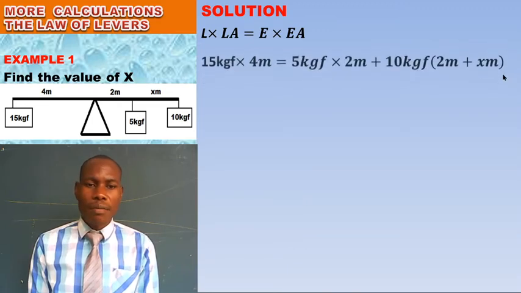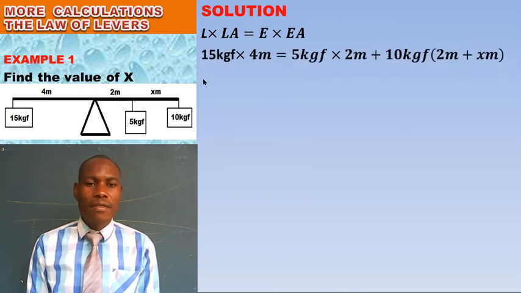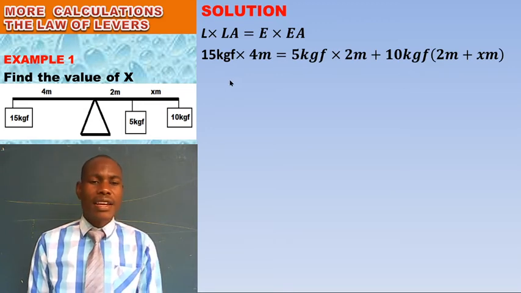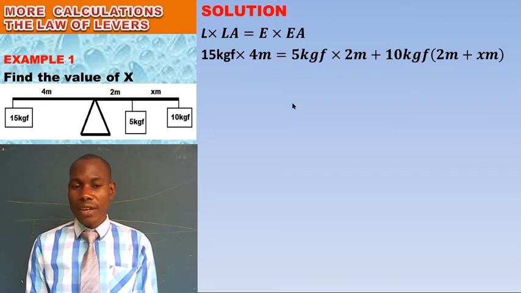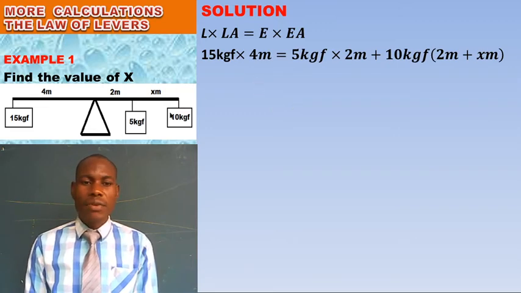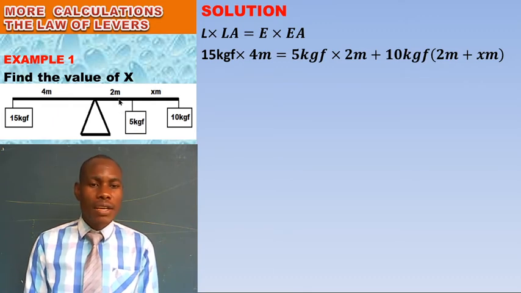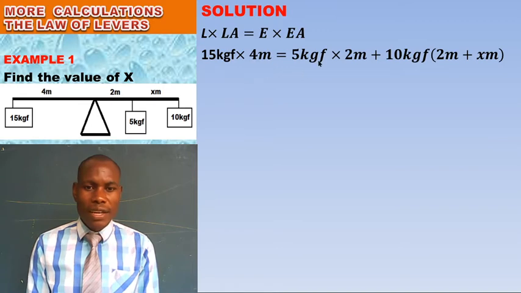And this is what will happen. We shall multiply 15 kilogram force by 4 meters, and that will be equal to the total sum of the moments on the other side of that lever. What does that mean? We shall also get this 5 kilogram force and multiply it by 2 meters, the very way we have done it here in this part. You can see 5 kilogram force times 2 meters.